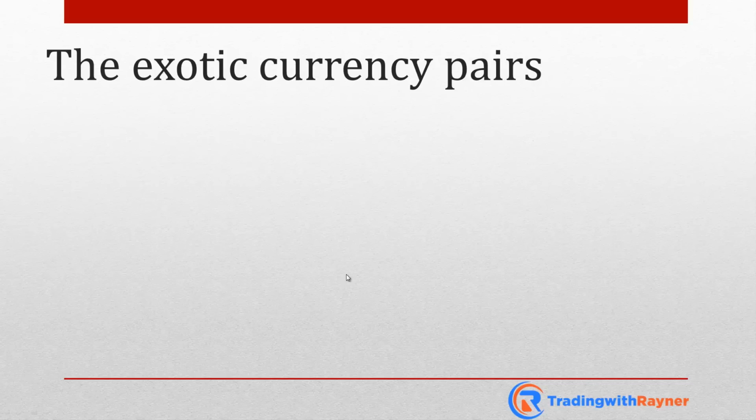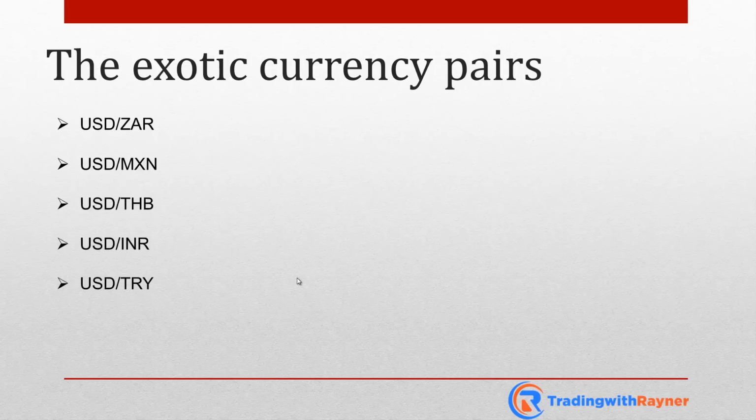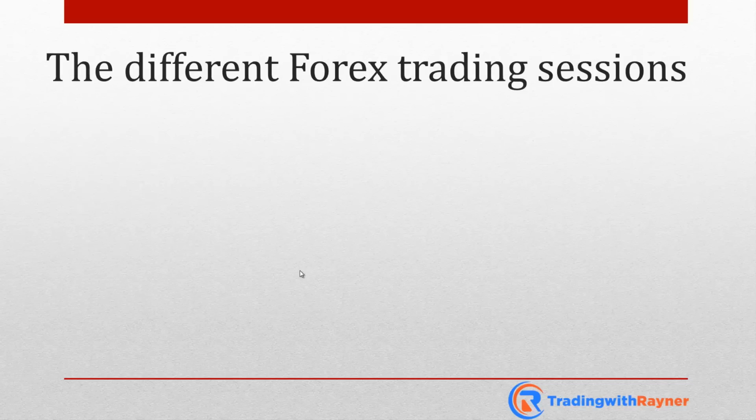What about exotic currency pairs? So these are usually currency pairs which are thinly traded. They have a wider bid-ask spread, okay? And the swings in this market can be more volatile as well. So some of these examples are dollar against the African rand, dollar against the Mexican peso, dollar against the Thai baht, dollar against the Indian rupee, dollar against the Turkish lira, okay?